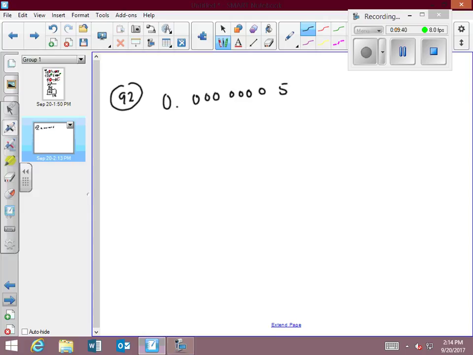Now scientific notation says this. You take whatever number you have and you write it so that there's 1 digit to the left of the decimal. That's all you should do. So this would be 5, and if there's only zeros to the right, the convention is you put the decimal and put a 0.